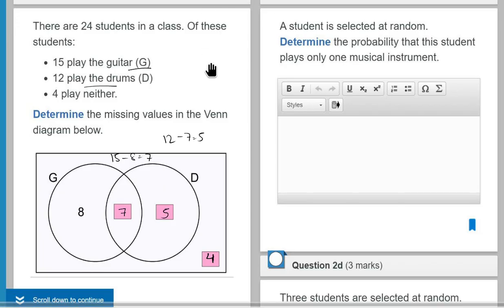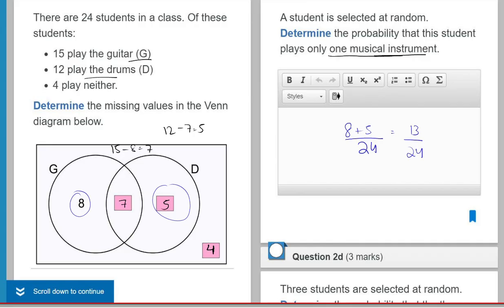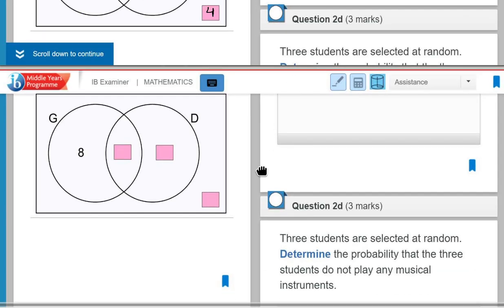A student is selected at random. Determine the probability that this student plays only one musical instrument. That's the criteria: plays only one. There are 24 in total, right? And how many students play only one? 8 plus 5. So this becomes 13 over 24. This was not a difficult question.